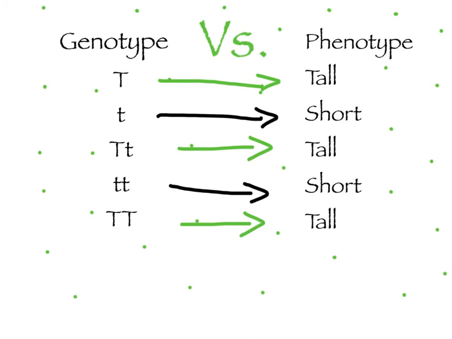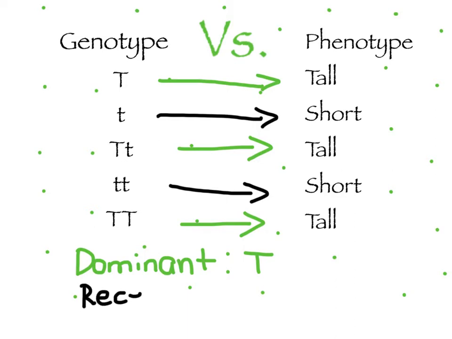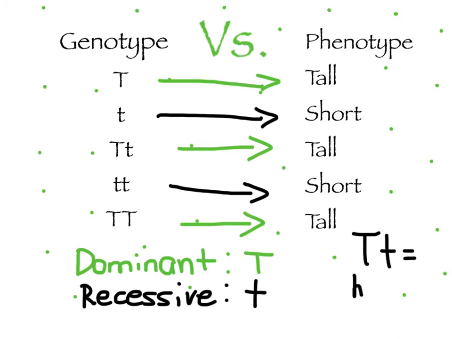The dominant allele all the time would always be a capital letter, so in this case it's big T, and the recessive allele would always be a lowercase, which in this case is little t. Big T little t would be a hybrid, and big T big T and little t little t would be purebreds.